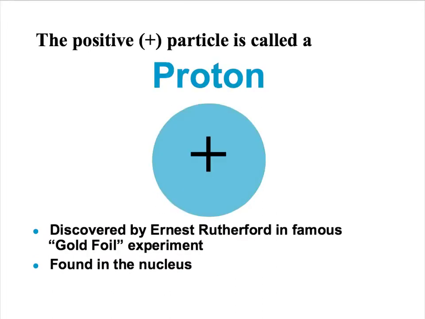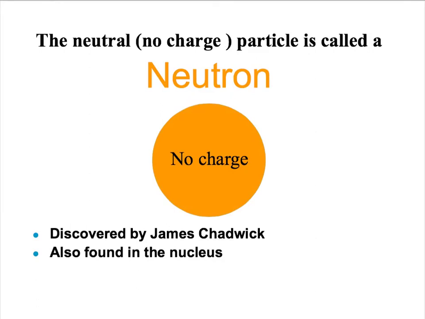The positively charged particles in atoms are called protons. Protons were discovered by Ernest Rutherford in his famous gold foil experiment. Protons are found in the nucleus. The neutral particle in an atom that has no charge is called the neutron. Neutrons were discovered by James Chadwick, and they are also found in the nucleus.